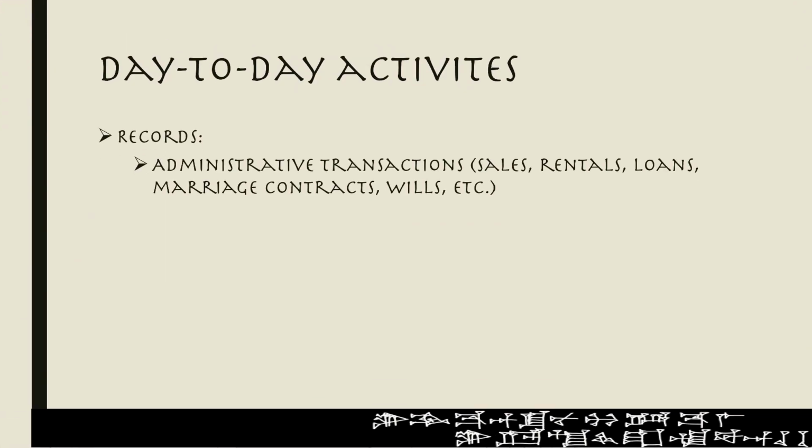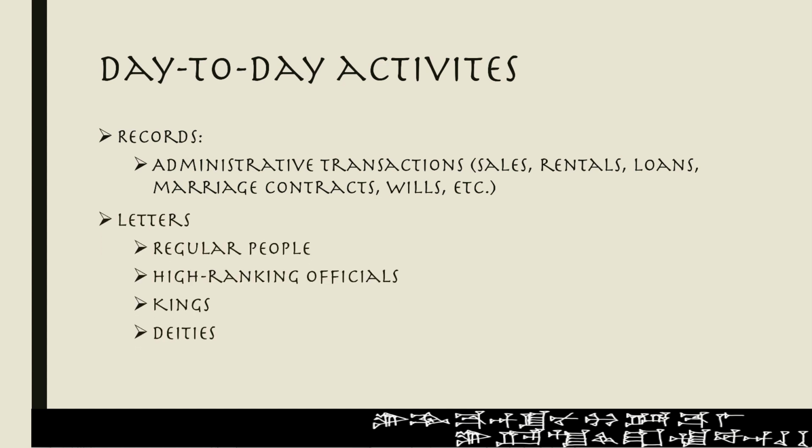So, now we've looked at the texts that were in the realm of the scribes. Now we turn to the texts that were part of day-to-day activities that still involved the scribes in some cases, but also could involve more common people. So, for example, we have records of administrative transactions. So we have sales receipts, we have rentals, loans, marriage contracts, wills, etc. We have all of these documents.